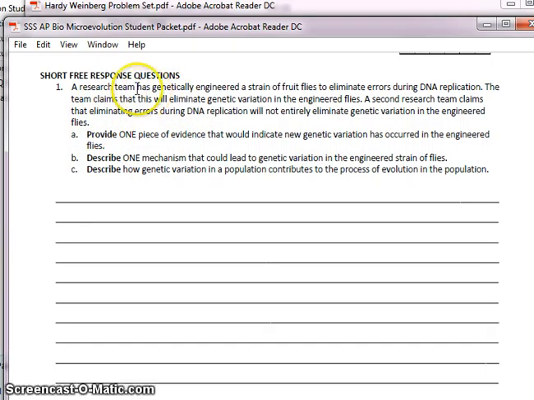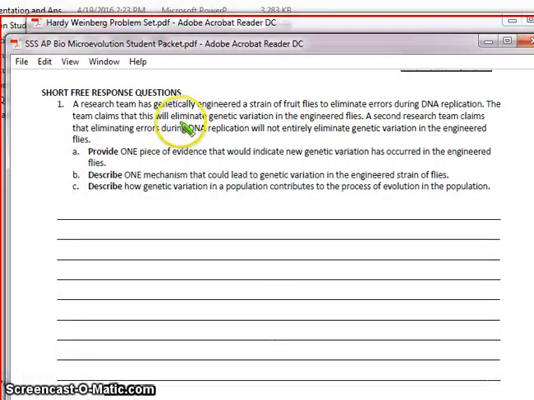It's talking about a team that has genetically engineered a strain of fruit flies to eliminate errors in DNA replication. The team claims this will eliminate genetic variation. So let's highlight some stuff as we go through here. We're talking about eliminating genetic variation in engineered flies. The second research team claims that eliminating errors during DNA replication will not entirely eliminate genetic variation. Then we get down to the part down here.